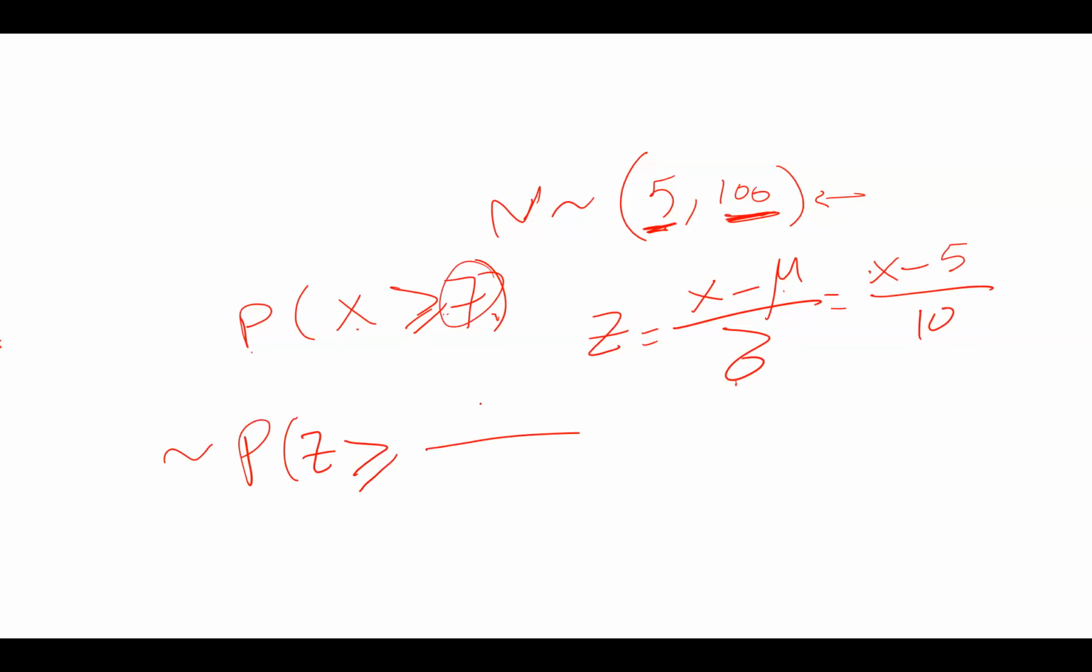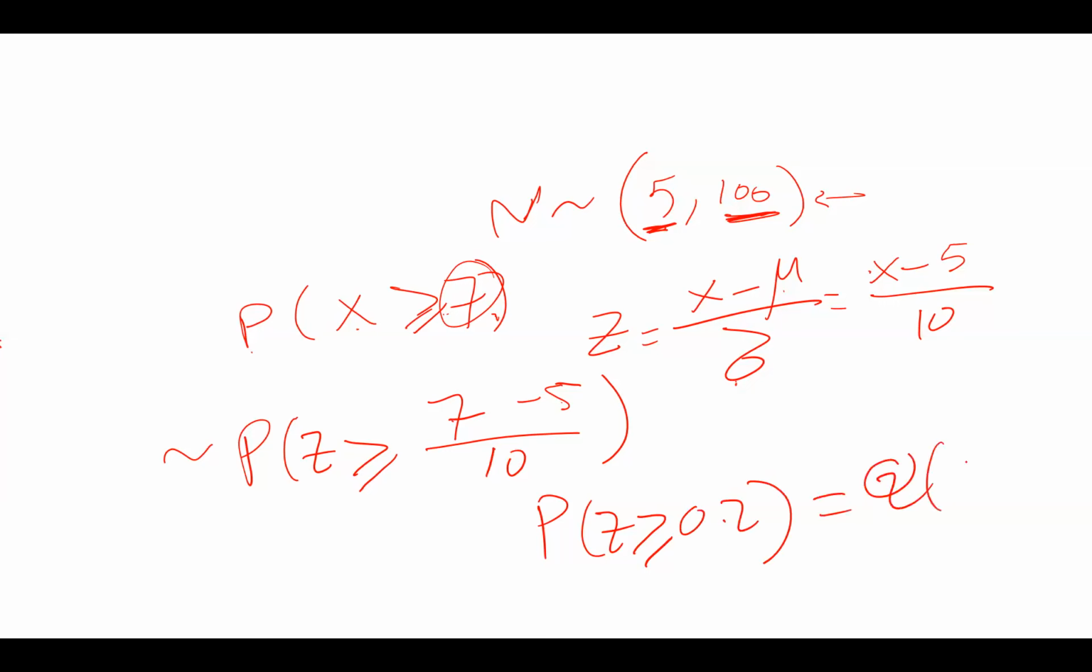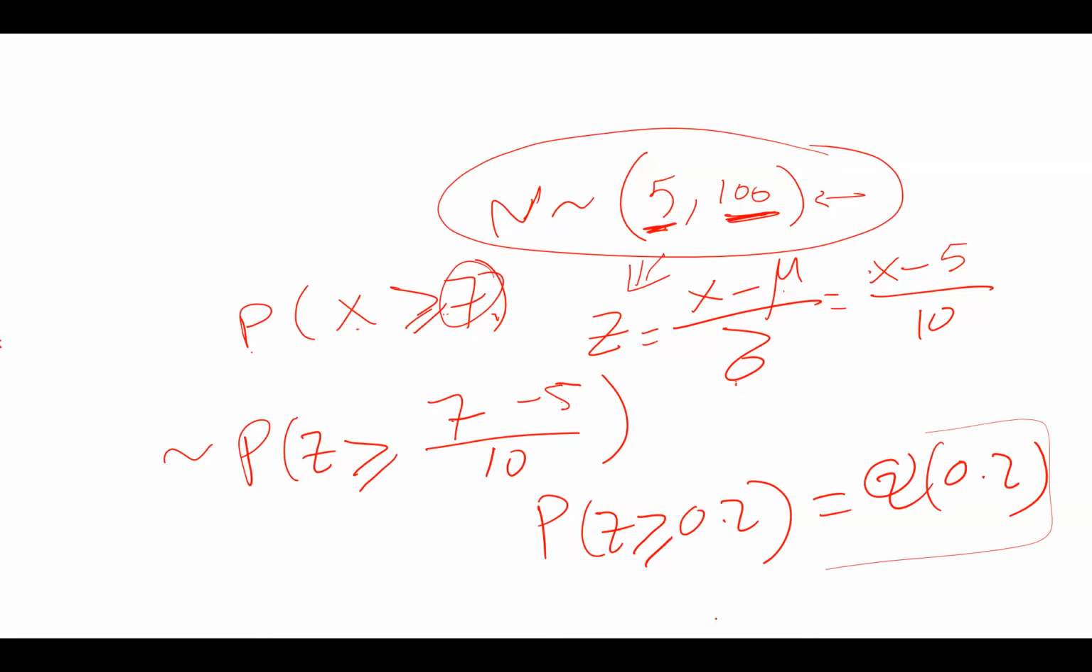So it becomes 7 minus 5 divided by 10. So the probability that z is greater than or equal to (7 minus 5)/10 = 2/10 = 0.2. So simply it is the same as Q of 0.2. Okay, so this is the way that we can solve for any Gaussian or normal distribution from any specific case. We need to convert it to the standard form, and then we make the calculations.